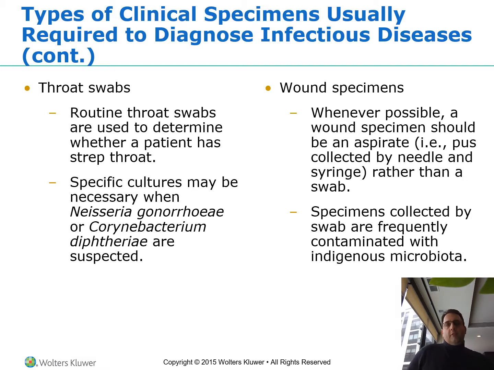Throat swabs, you've all probably had this done. It's a way to test for strep throat. Specific cultures are also used, say, to see if you have Neisseria gonorrhoeae causing an infection or Corynebacterium diphtheriae causing infection. We'd also take wound specimens to see what's in there.